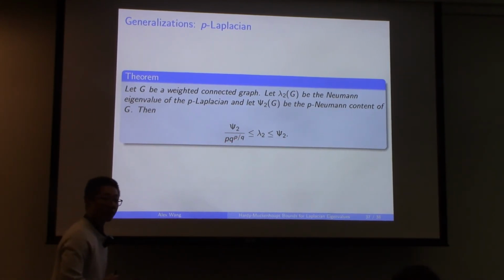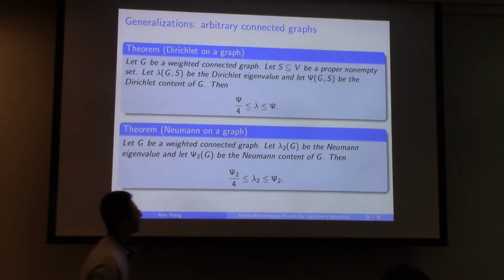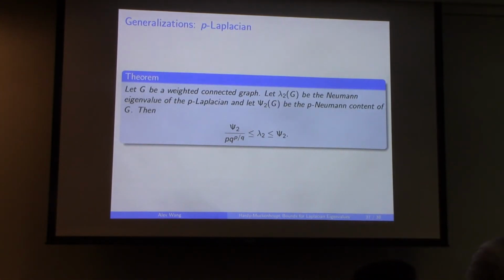Did Muckenhoupt have a P version of his inequality? He did, and that's exactly how you get this. All right, sorry, what was the Q in that equation? Oh, sorry, Q is the Holder dual of P. So 1 over P plus 1 over Q equals 1. So P defines Q.